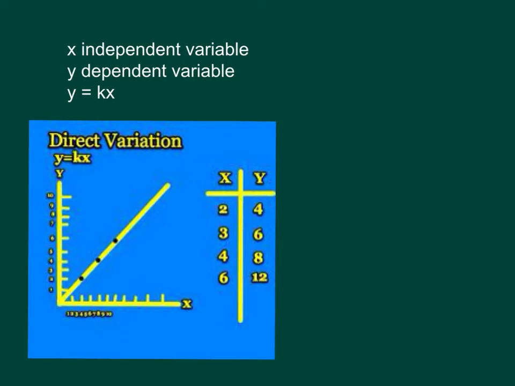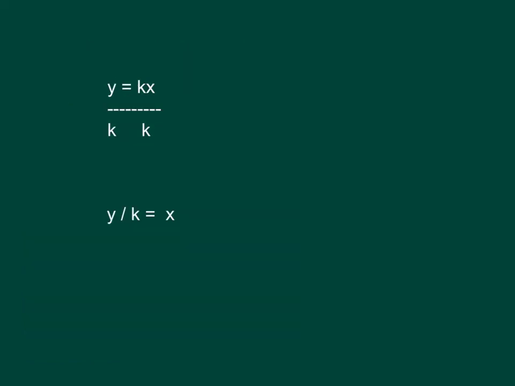You can rearrange the direct variation equation by solving for x or solving for k. Try it now. See if you can come up with the direct variation equation starting with x equals.